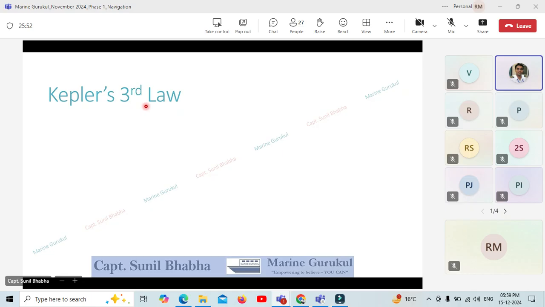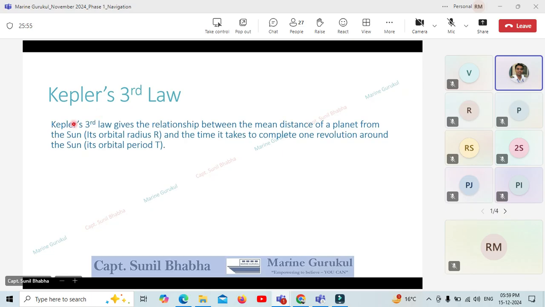Now moving on to Kepler's third law of planetary motion. Kepler's third law basically gives us the relationship between the mean distance of a planet from the sun, which is also known as its orbital radius, represented by R, and the time it takes to complete one revolution around the sun, which is also known as its orbital period, represented by T. So the third law gives us a relationship between the orbital radius and the orbital period of a particular planet.